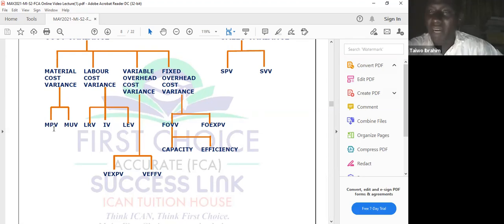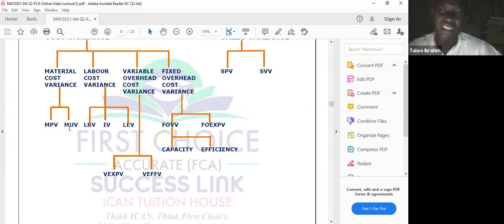The price you want to buy it, maybe you want to buy a material for 10 naira per kg, you now bought it at 2 naira per kg. That means that there is a variance in the price of the material. That variance is what we call material price variance.